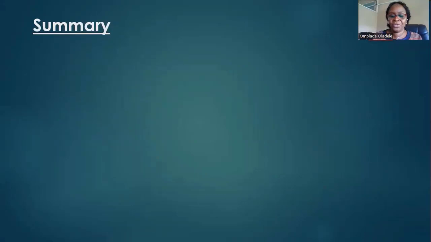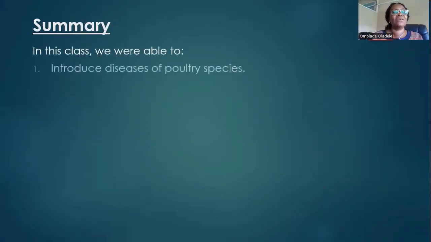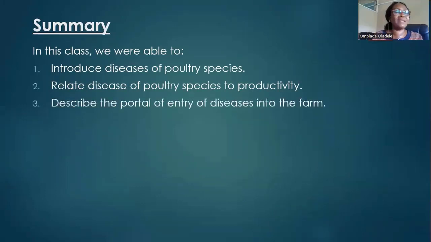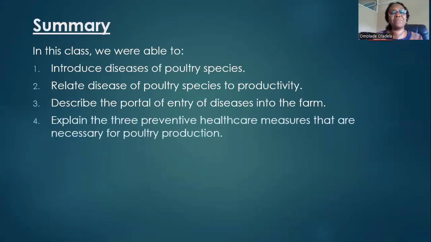Now, in summary, what have you learned today? In this class, you have had disease of poultry introduced to you. We have been able to relate disease of poultry species to productivity. We have been able to identify some portals of entry of diseases onto the farm and how they occur. And we've explained 3 preventive healthcare measures that are necessary for poultry production, which is easy for you to go through.